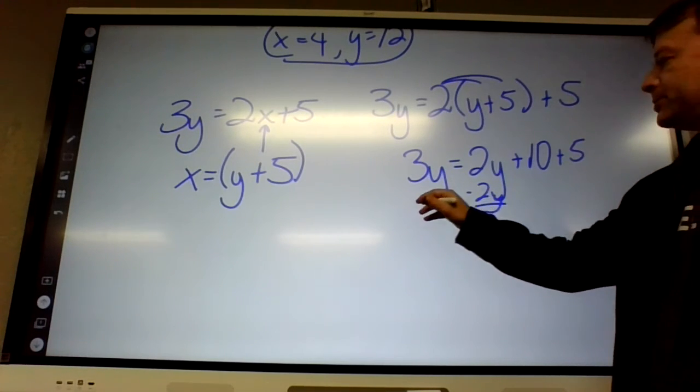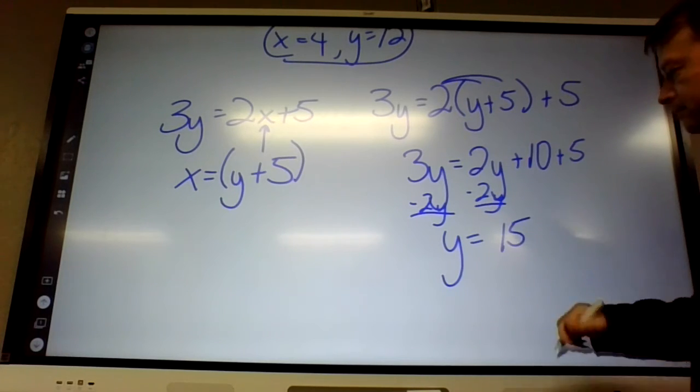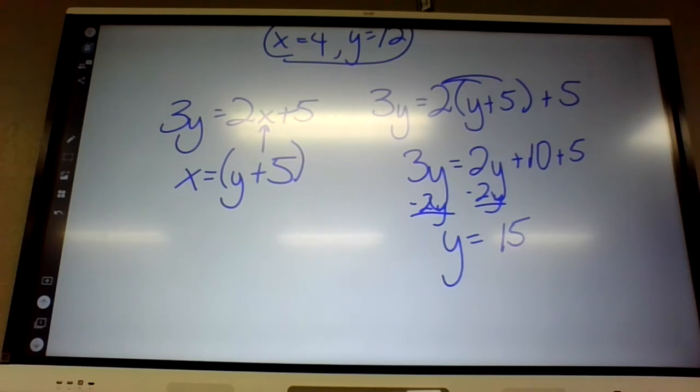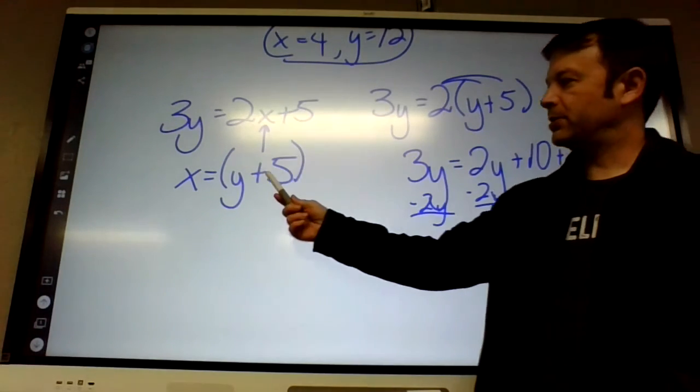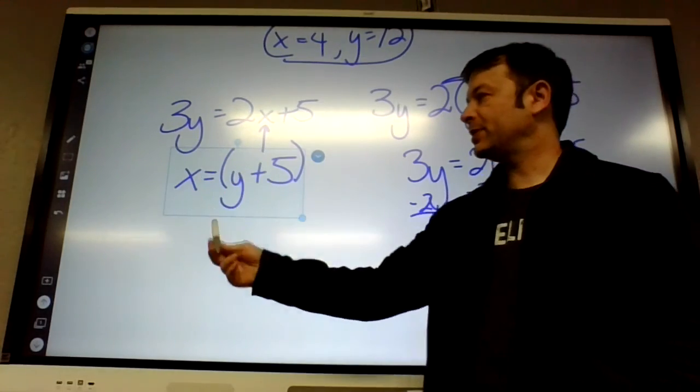So if I subtract 2y, I get... and how do I find x? Well, look right there, nice easy one. 15 plus 5 equals x.